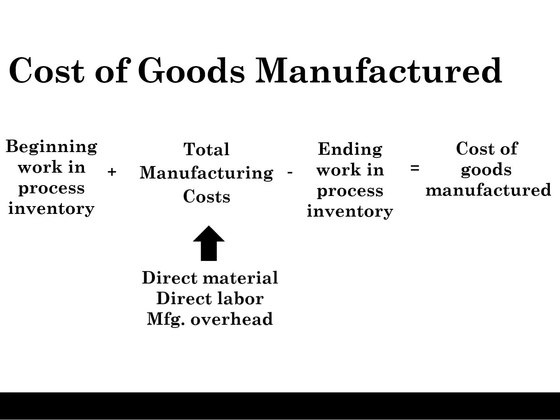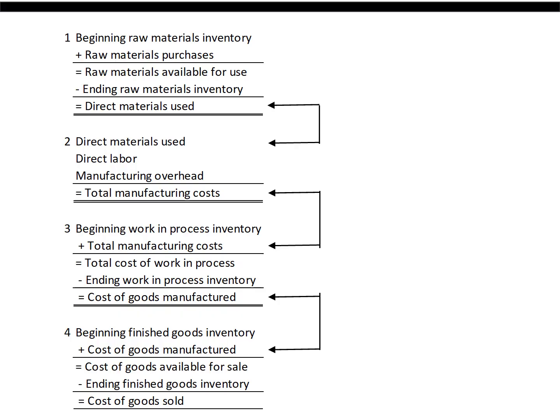Total manufacturing cost is the sum of all manufacturing costs, that is, direct materials, direct labor, and manufacturing overhead incurred during the period. This slide does a fabulous job summarizing the four equations that are discussed in this chapter. It is also located in the Excel file. The first equation addresses the calculations for direct materials used. The second is total manufacturing cost. The third is the cost of goods manufactured, and then lastly, the cost of goods sold.